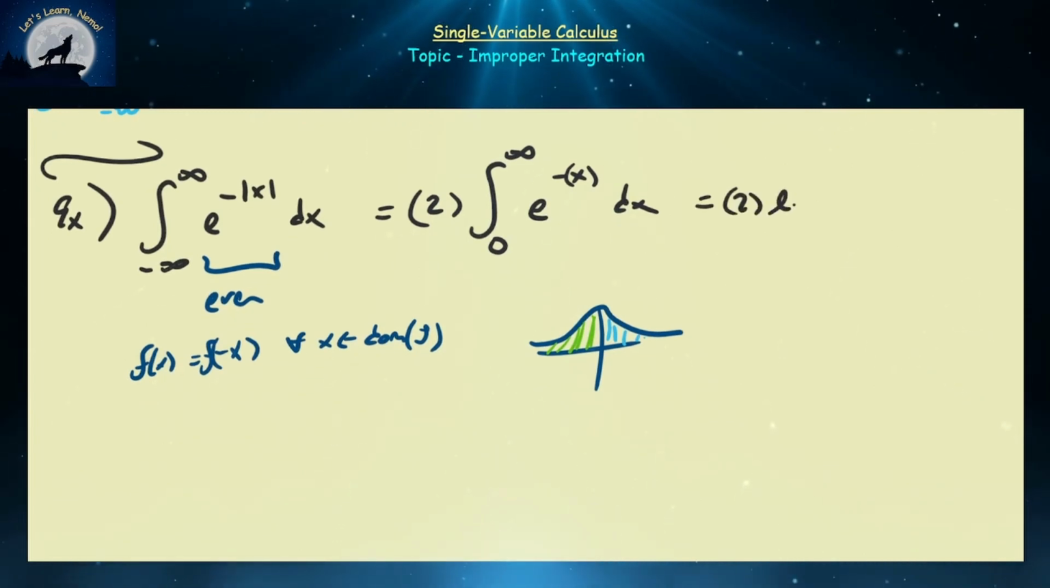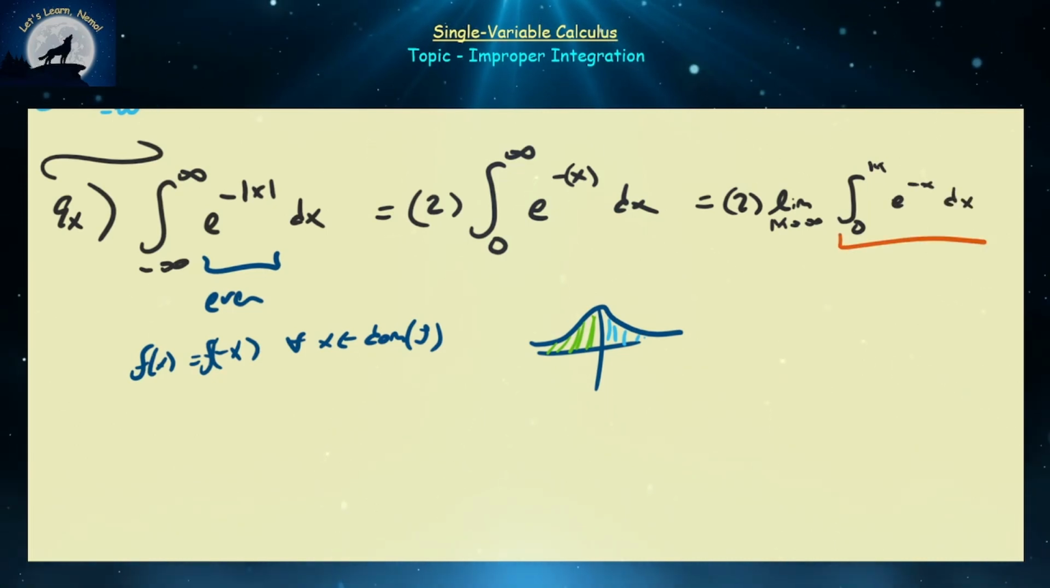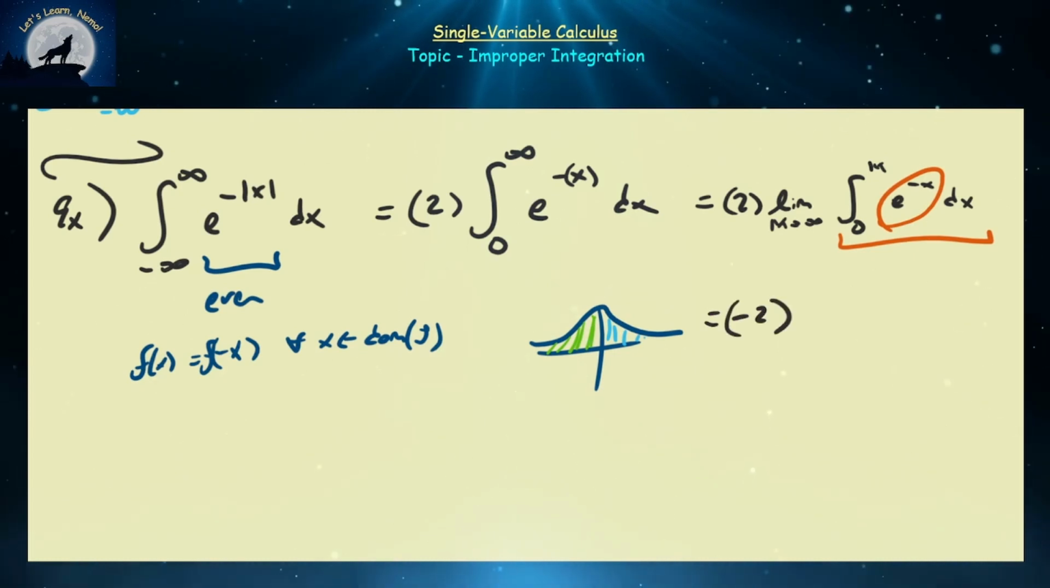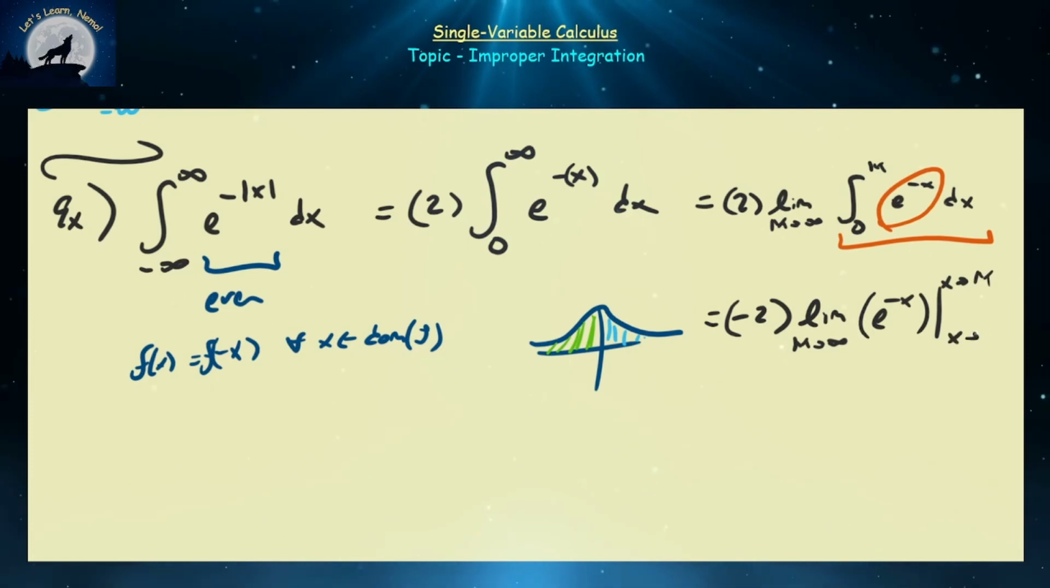That's just going to be 2 times the limit as m goes to infinity of the integral from 0 to m of e to the minus x dx. And I already know how to deal with that because that's continuous on the interval 0 to m. So the antiderivative of e to the minus x is negative e to the minus x. So I'll just factor that negative sign out so I don't forget it. So minus 2 times the limit as m goes to infinity of e to the minus x, and now we need to evaluate that as x goes to m and as x goes to 0.